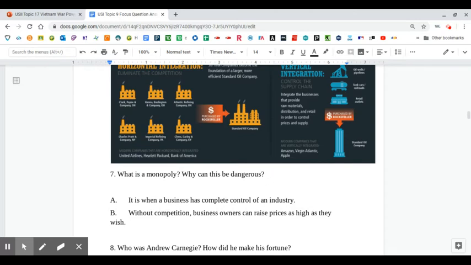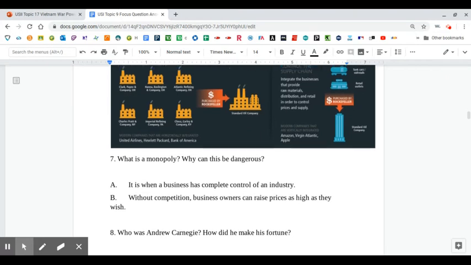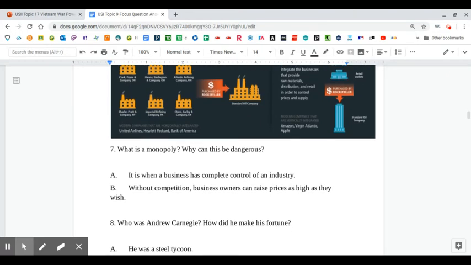Seven, a monopoly is also what you can just describe as the term for what I described before. It's when a business has complete control of an industry without competition. Business owners can raise prices as high as they wish. So that's back to that example of Rockefeller owning all four of those gas stations on four corners, and then instead of charging the regular price of $2 a gallon, increasing it to $2.50 or $3 a gallon to maximize his profit.